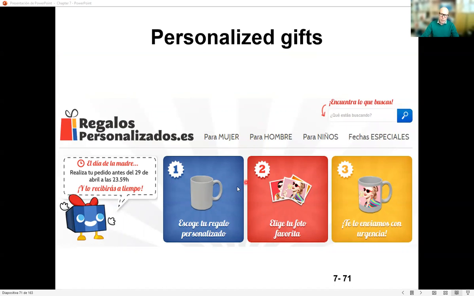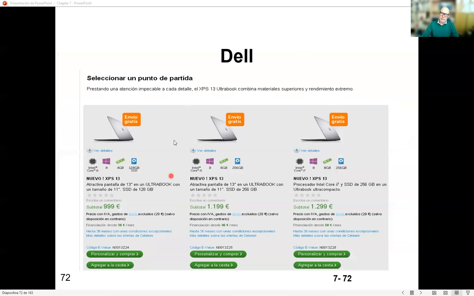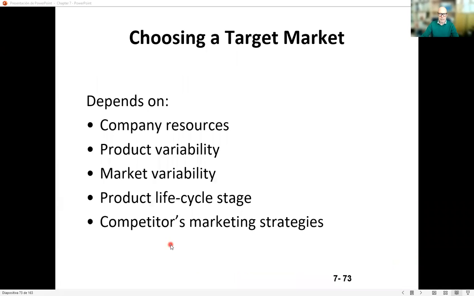A simple example would be a company offering personalized gifts, like for example, a cup of tea where you can have your own picture. Or other companies, like for example Dell, selling computers that give you a base option, and then you can personalize this option, like adding more memory or adding some features.